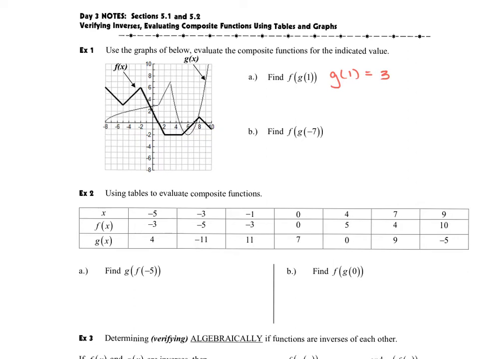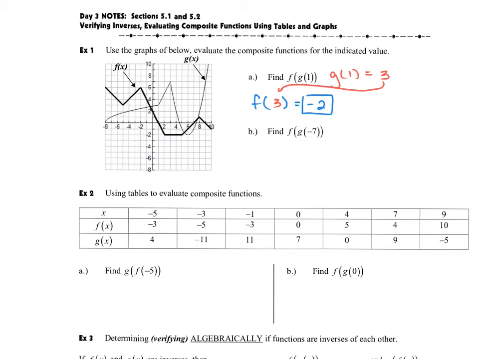Then that answer will become the value that I'm going to evaluate my f function at. So now I'm going to find f of 3. So I can come to an x value of 3, and now I'm going to go to my f function, that's the bold one, and that gets me a value of -2. And that right there is our final answer for that. So let's just try another one.